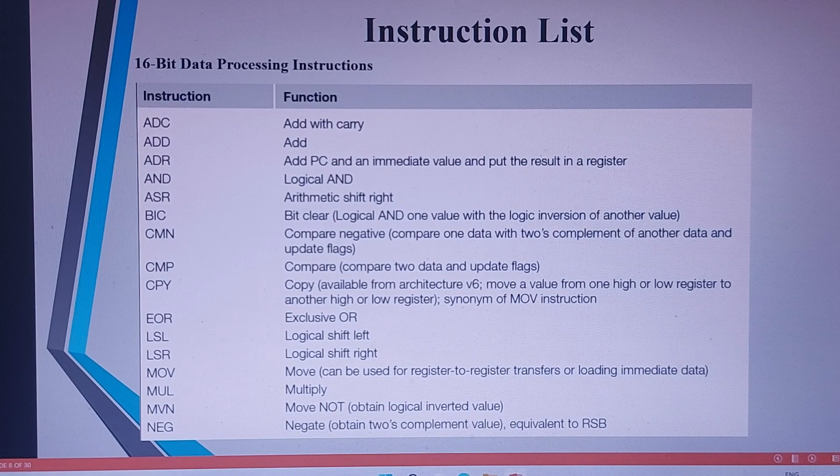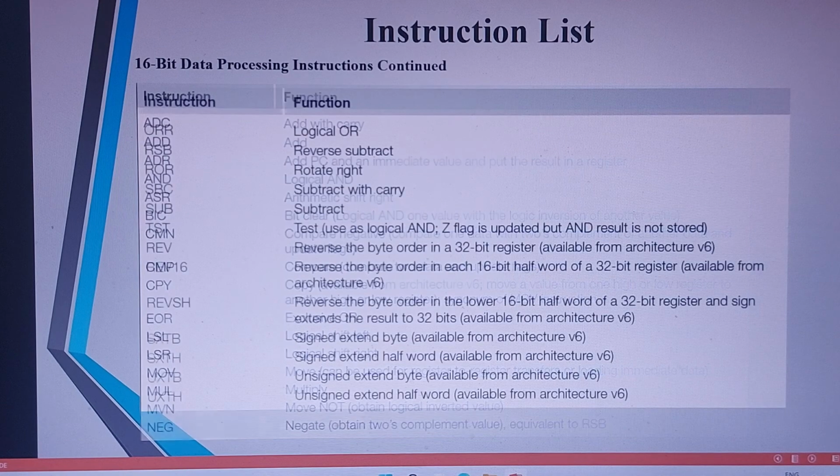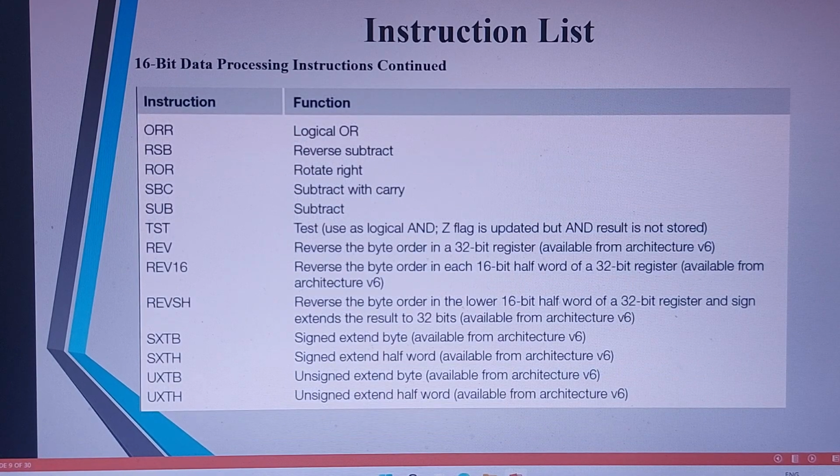MVN, move not, actually transfers the inverted value. In a normal move operation, we just transfer all the bits as they are. But in MVN, that is move not, the inverted value of the register is moved to another register. Then negating the values, that is obtaining a 2's complement, that is negating the values. Then we have a logical OR.